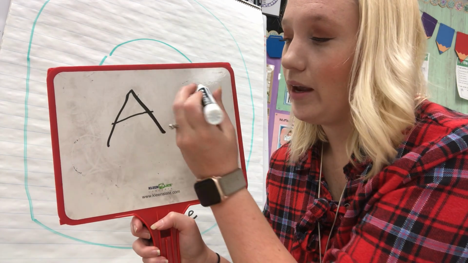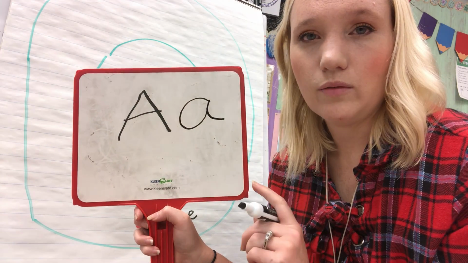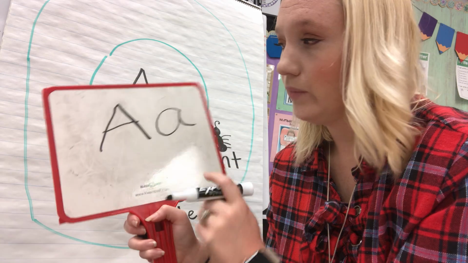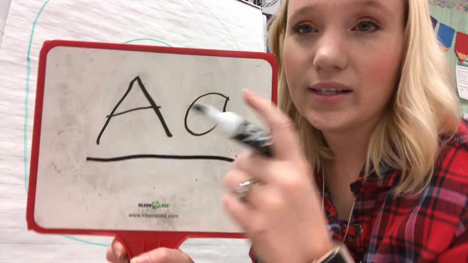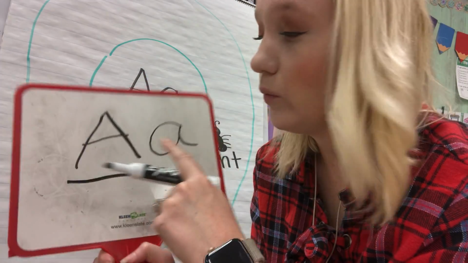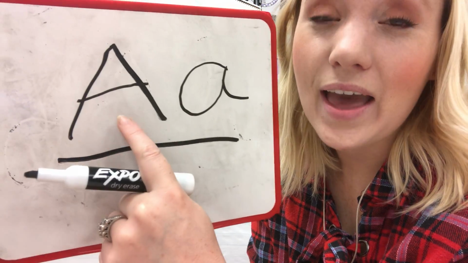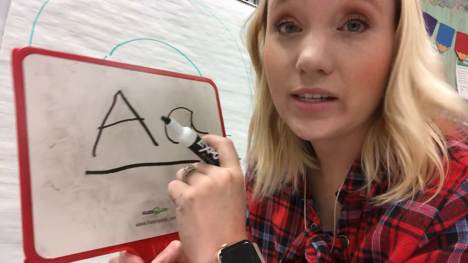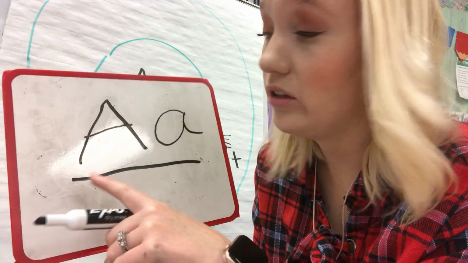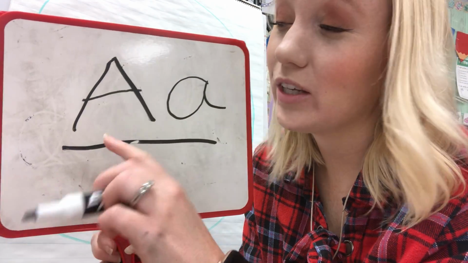Our lowercase a is going to go around, up, down. Can you do that with me? Around, up, down. Good. And what is the name of this letter? A. Can you say that with me again? What's this letter? A. And let's review the sound. What is the sound of this letter? Ah. Can you do that with me? What is the sound of this letter? Ah. Can you tell me the sound?